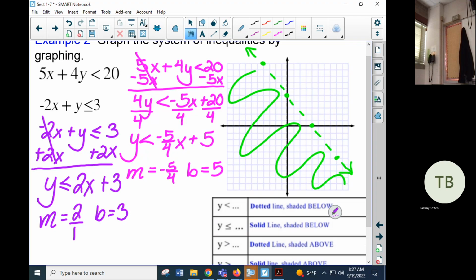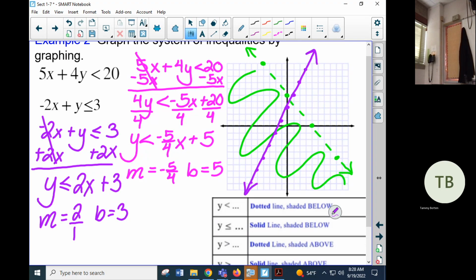So if I come over here and graph that, I would go to where y equals 3, 1, 2, 3. And notice my slope is 2 over 1. So that means we're going up 2 over 1, up 2 over 1, up 2 over 1, down 2 over 1, down 2 over 1. Okay. Now, should this one be a dashed line or a solid line? Solid, because of that equals. So we're going to do a solid line here.